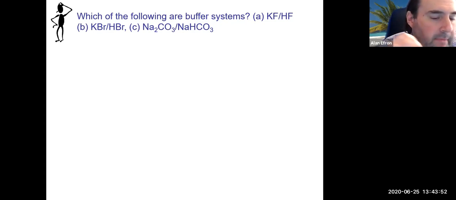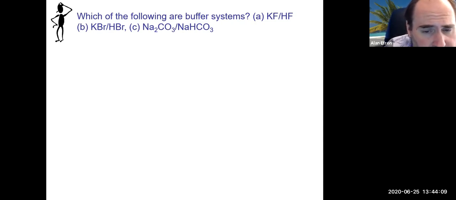Okay, so obviously, in order for something to be a buffer, they do have to be related to each other really through that acid conjugate base, right? Or base conjugate acid relationship, which at the basis of it is a difference of only one H plus.